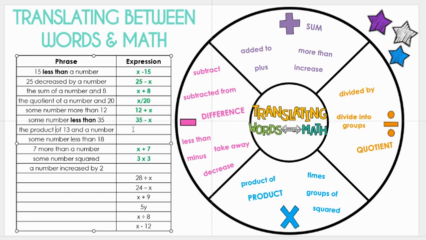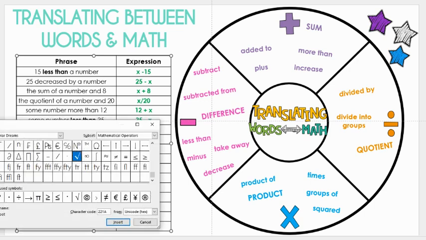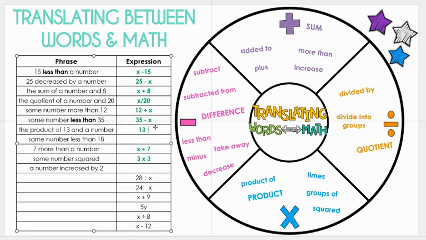The product of 13 and a number, that one's pretty simple. Product means multiply, so multiply 13 times a number. And I don't like to use x as multiplication when we have these expressions, because technically x is a variable in an algebraic expression. So I'm going to make the dot for multiplication and just use x there. So we have the product, 13 times a number.